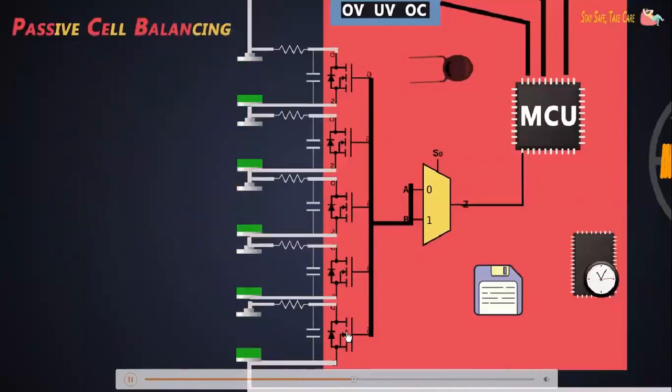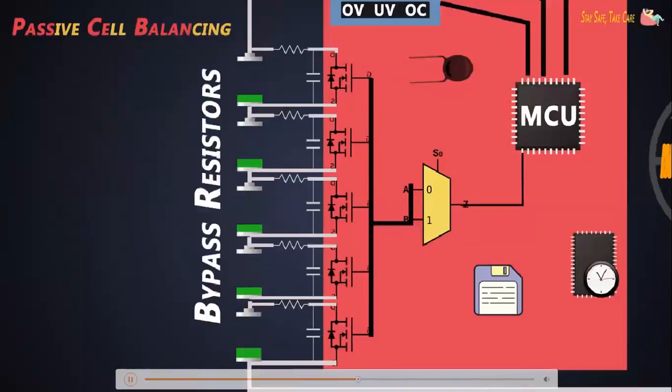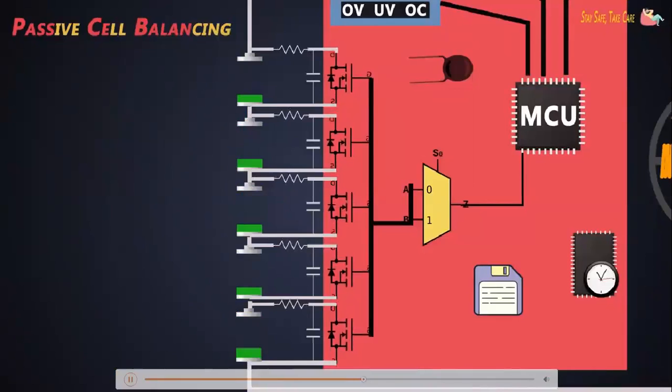In passive balancing, a dummy load like a resistor is used to discharge and equalize it with other cells. These resistors are known as bypass resistors. Each cell connected in series in a pack has a MOSFET connected across it. When the weaker cell's MOSFET is turned on, the charge of this cell is removed and dissipated.